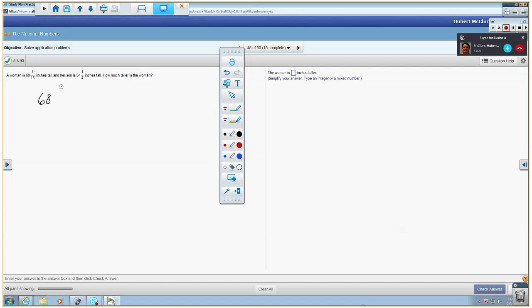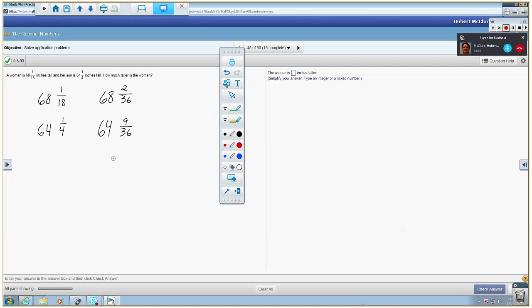68 and 1/18 minus 64 and 1/4. Common denominator is what, 36? So I'm going to put a 64 and 36 here, and a 68 and a 36 here. I'm just doing it a little bit different. You don't have to do it this way. 4 will go into 36 how many times? 9 times 1 is 9. 18 will go into 36 twice. 2 times 1 is 2. So that doesn't help us because you can't take 9 away from 2.